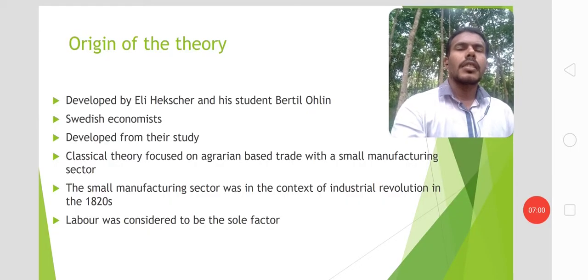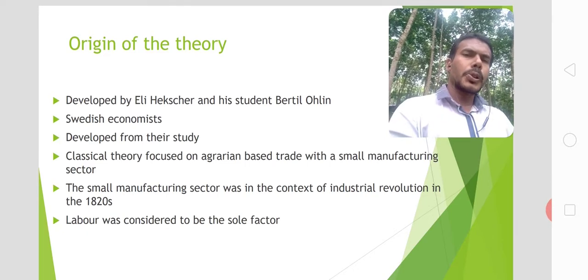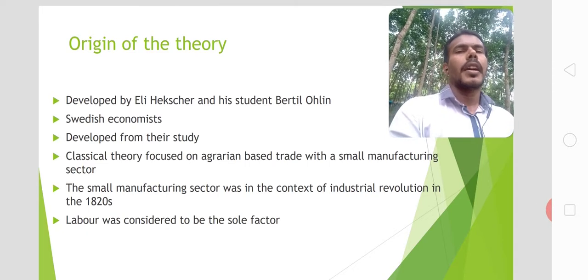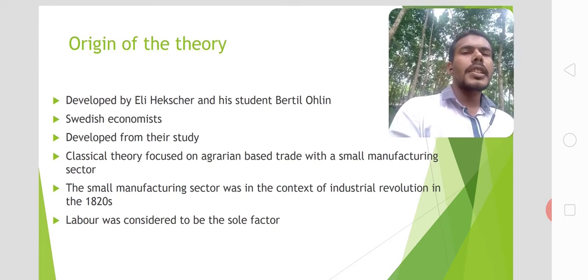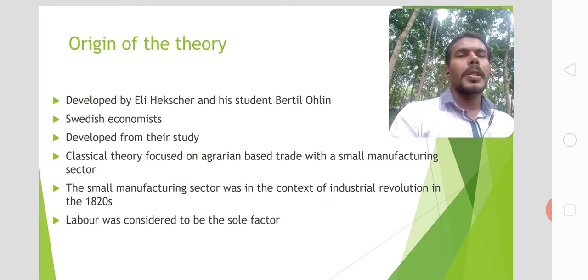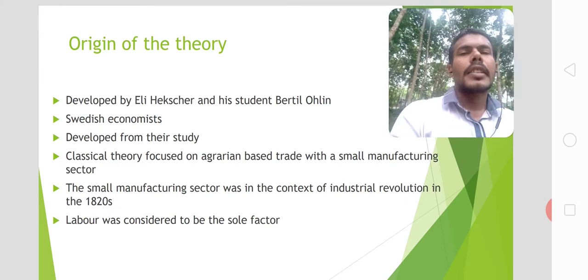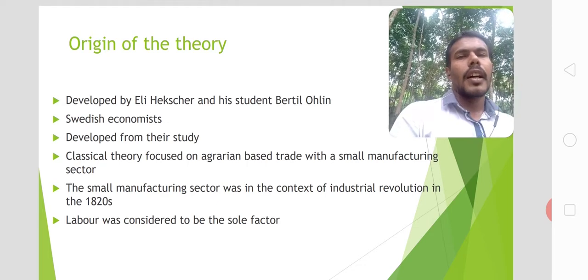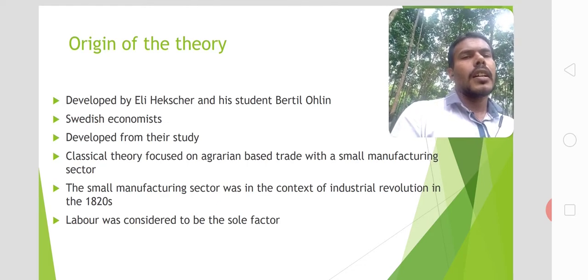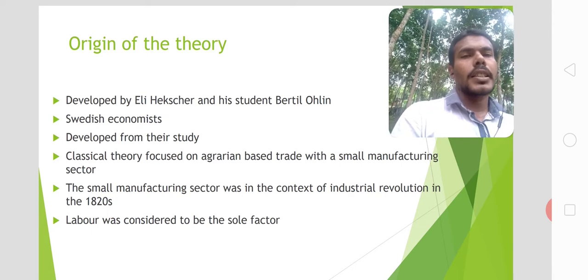So let's look at the origin of the Heckscher-Ohlin theory. Heckscher-Ohlin theory, or factor proportions theory, was developed by Eli Heckscher and his student Bertil Ohlin. These are the Swedish economists who developed the factor proportions theory of international trade, and it developed from their study of international trade. This is the theory that follows the classical and neoclassical trade theories.